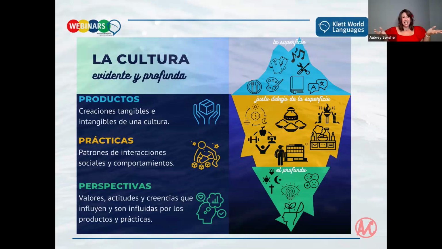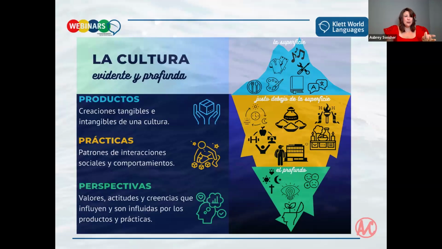And by the time we get to AP, you find out very quickly that knowing just the tip of the iceberg is not enough, which goes back to saying, let's start in level 1 so we can keep on building, right? And we're going to help develop that intercultural competence that our students so need.